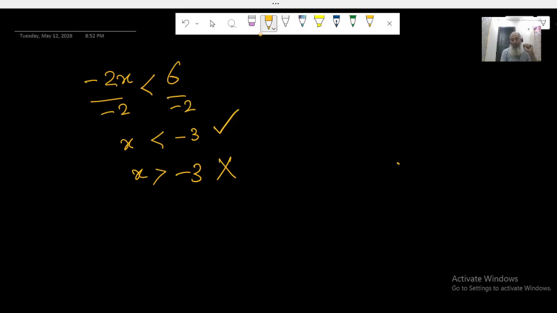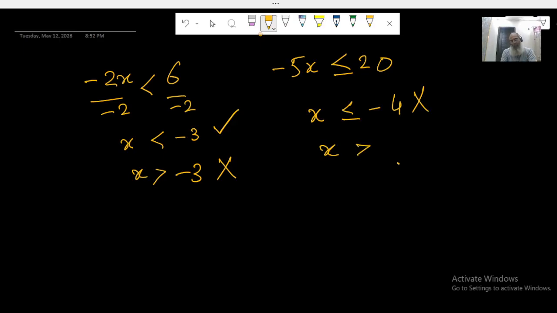The second one, when you forget to flip the sign. For example, here it's minus 5x is less than or equal to 20. If you write, by dividing by minus 5, that x is less than or equal to minus 4, this is wrong. The correct answer, after flipping the inequality, is x is greater than or equal to minus 4. Whenever you divide by a negative, pause for 1 second and ask, did I flip the sign or not?